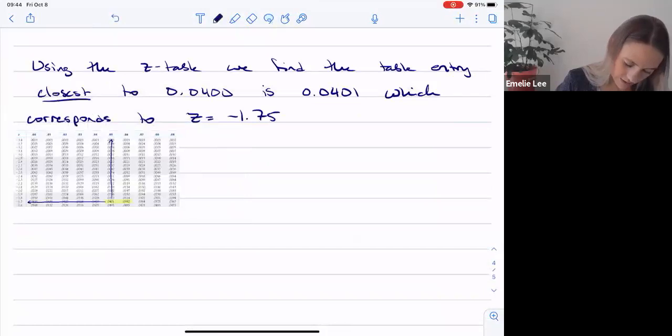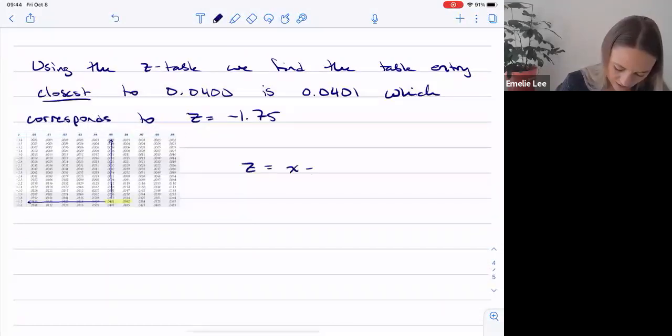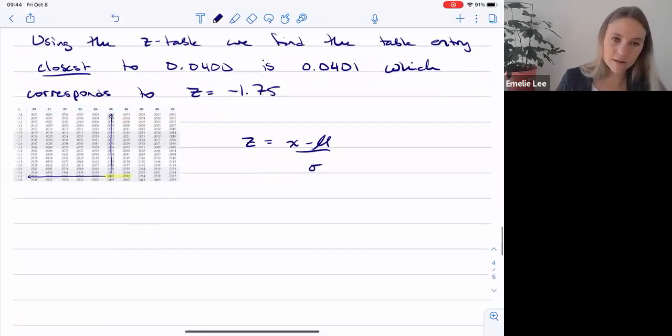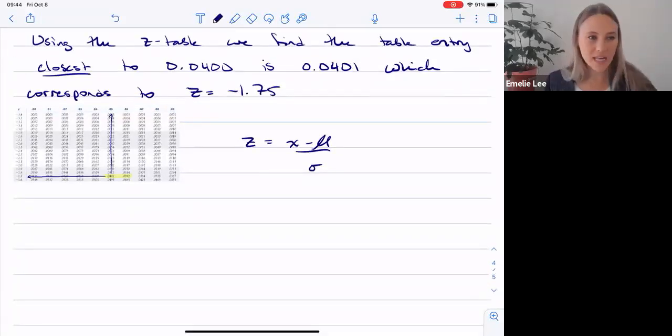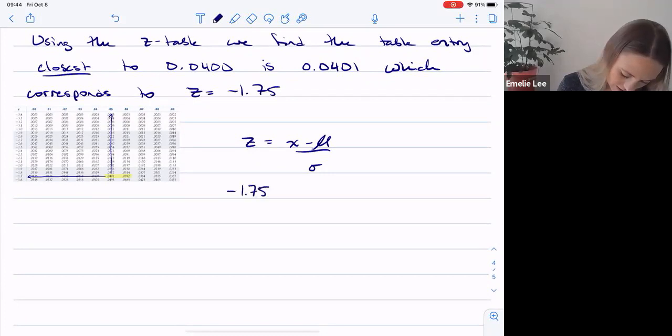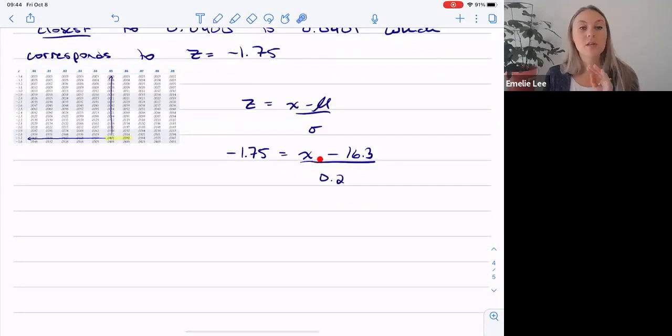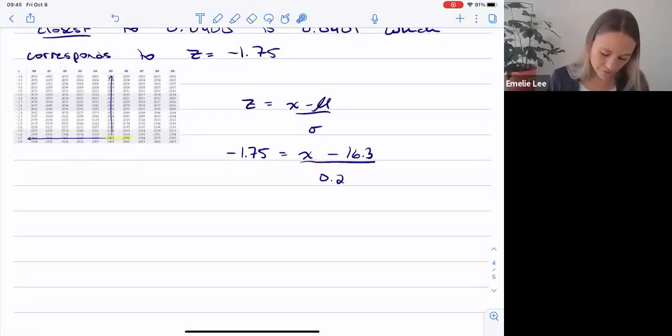Like that. So then in Z equals X minus mu over sigma, now I have Z. Z must be negative 1.75, which is X minus 16.3 over 0.2. Oops, I wrote a sigma, but it should be 0.2. Solving for X, right? And I think on that formula sheet that I posted, there is the formula that's already solved for X, but I actually prefer fewer formulas and then just figuring out what I need to solve for, right? But that's a matter of preference.